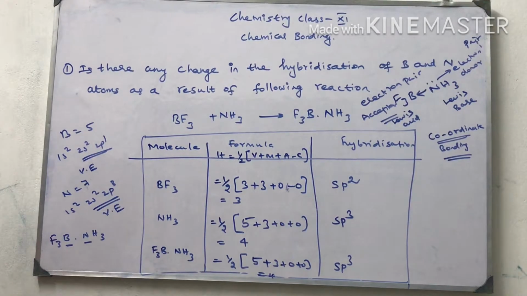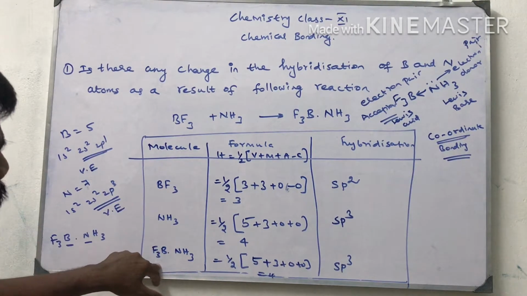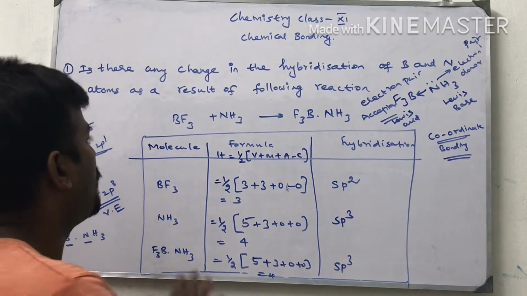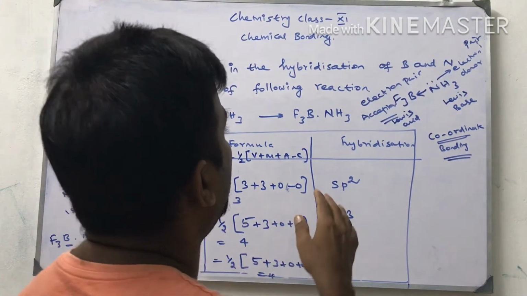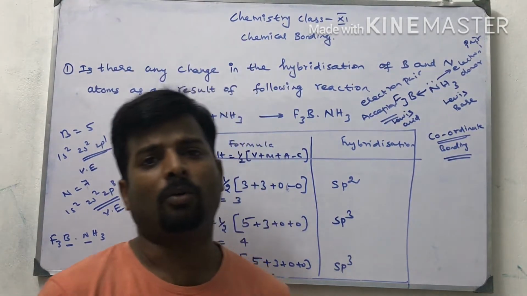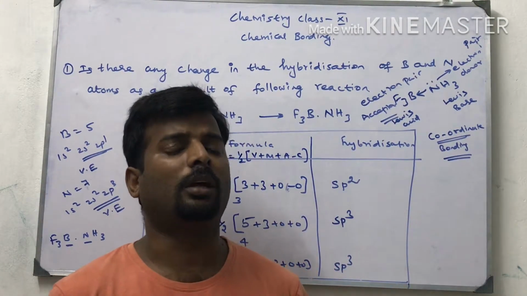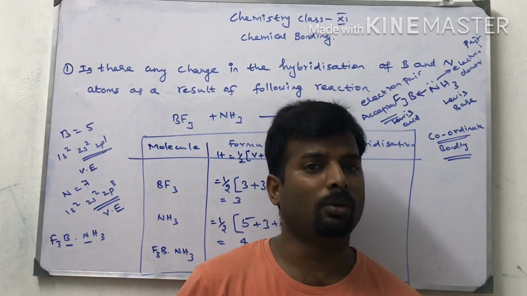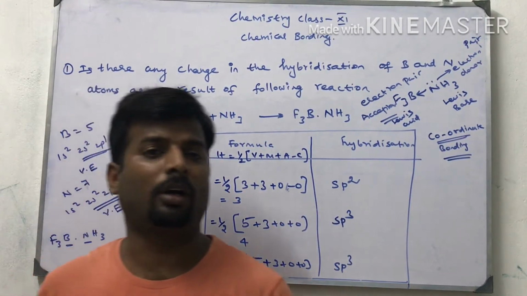From that we infer there is some change in hybridization. BF3 and this one will be different, and these two are the same. We use this hybridization formula and apply it to BF3, ammonia, and the F3B-ammonia molecule. The F3B-ammonia molecule has a coordinate bond between them. Coordinate bonding is nothing but one molecule donating an electron pair and the other molecule accepting the electron pair. The electron pair donor is called Lewis base and the electron pair acceptor is called Lewis acid. This type of bonding is called coordinate bonding.